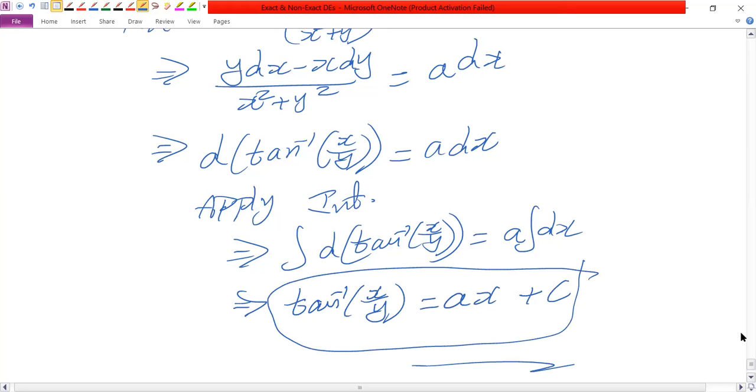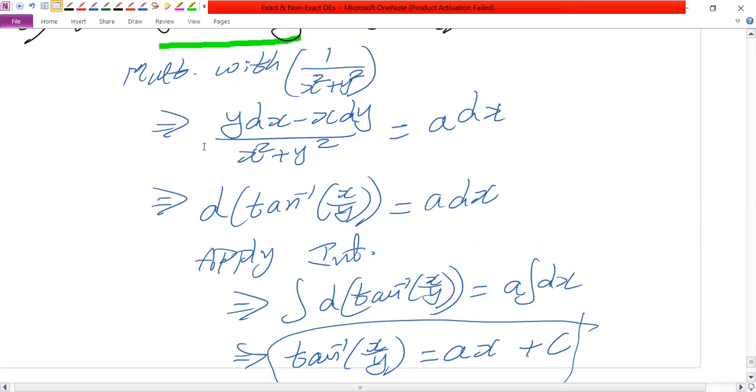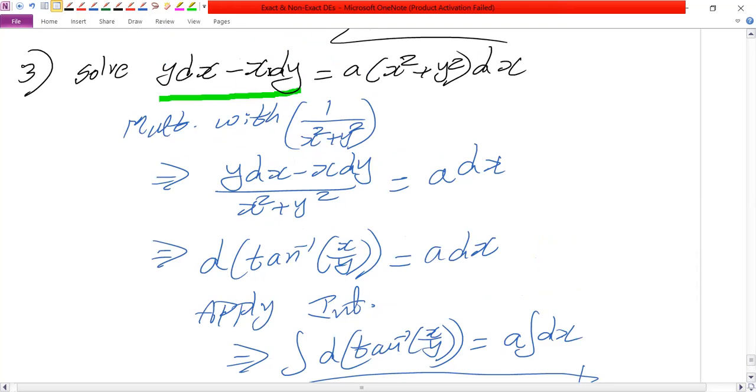It's completed. అదే whenever it is exact or non-exact చెక్ చేయాలి అంటే ఫస్ట్ Mdx plus Ndy గా తీసుకోవాలి. Mdx plus Ndy తీసుకోవాలంటే RHS పార్ట్ని కూడా లెఫ్ట్ హ్యాండ్ సైడ్కి తీసుకుపోవాలి. We have to take the RHS part to the LHS part. Then dx coefficient becomes y minus of a into x square plus y square. అది M అవుతుంది. N వచ్చేసి మైనస్ x అవుతుంది dy కోఫిషియంట్. సో ఇవి రెండు ఈక్వల్ అవ్వవు, కాబట్టి ఎగ్జాక్ట్ అవ్వదు. ఎగ్జాక్ట్ అవ్వనప్పుడు నాన్ ఎగ్జాక్ట్ అవుతుంది.